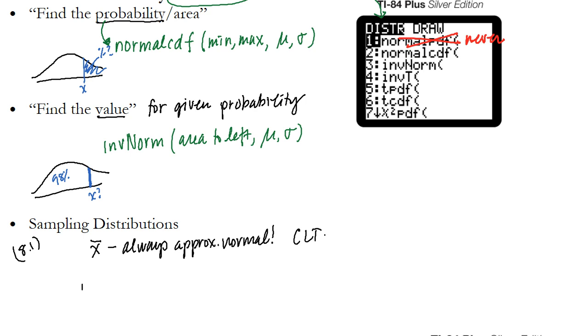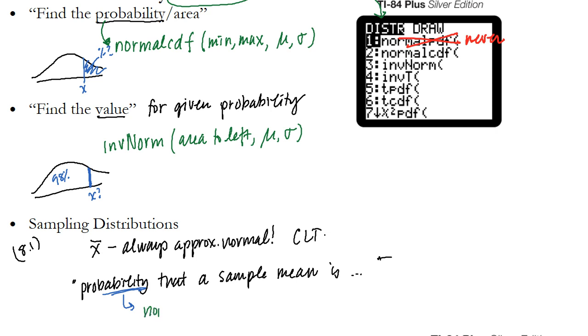So when you're trying to talk about the probability that a sample mean is whatever, less than a value, greater than a value, between some value. As soon as you see this statement about probability, you know you need to use the normal CDF, with whatever your minimum value, maximum value, and mean are.